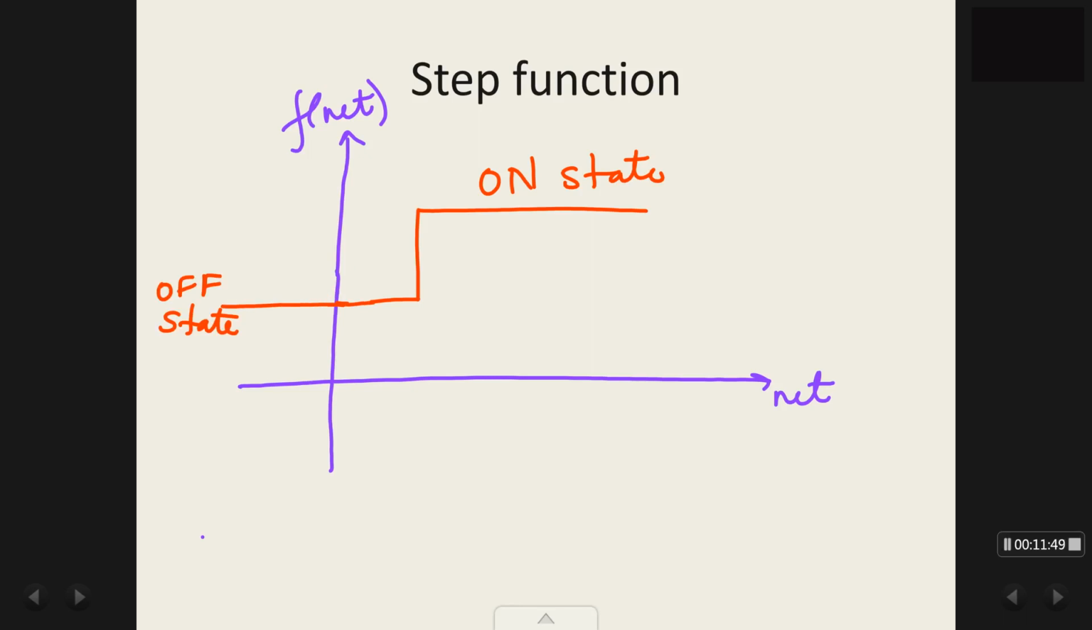So what is this value? Say I have a value here, A, at this particular point, and at this particular point the value is B. And here is C, a particular point. So what can I write as an equation? What is f of net? F of net is switching between two values A and B. So sometimes f of net is equal to A and sometimes f of net is equal to B.